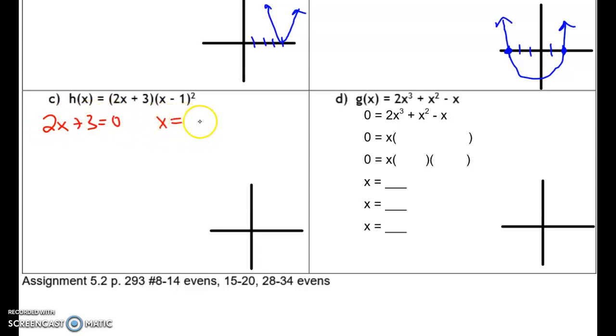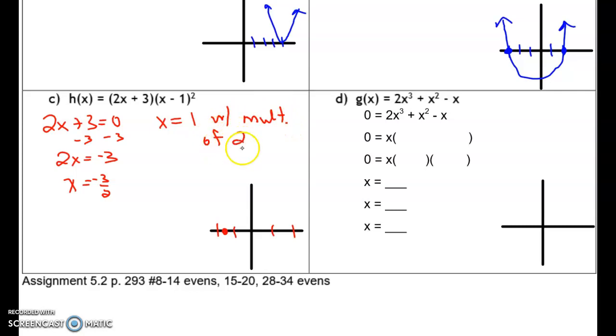All right. Don't forget that if you have a number in front of x, when you set it equal to 0, your answer is not just negative 3. We have to subtract the 3 and divide by 2. Okay, so it's negative 1.5. And then the 1 had a multiplicity of 2. So that means that 1, that's the one where it's just going to touch the axis, turn back around. The second one was just to the first power, if it's not listed. So it's going to go through at negative 1.5.